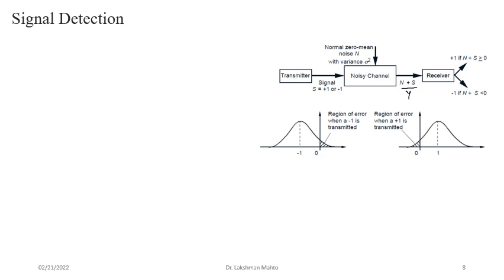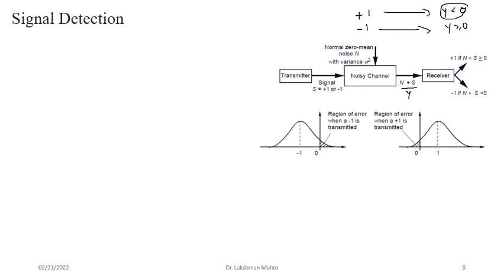There might be an error. So what kind of error? There are two errors. Suppose plus 1 was sent, but the receiver gets a noisy signal Y which happens to be less than 0. That is an error. That is one situation of error. Another situation of error is that minus 1 was sent, but the receiver receives a value Y that is greater than or equal to 0. These are the situations of error, and we have to compute these probabilities.